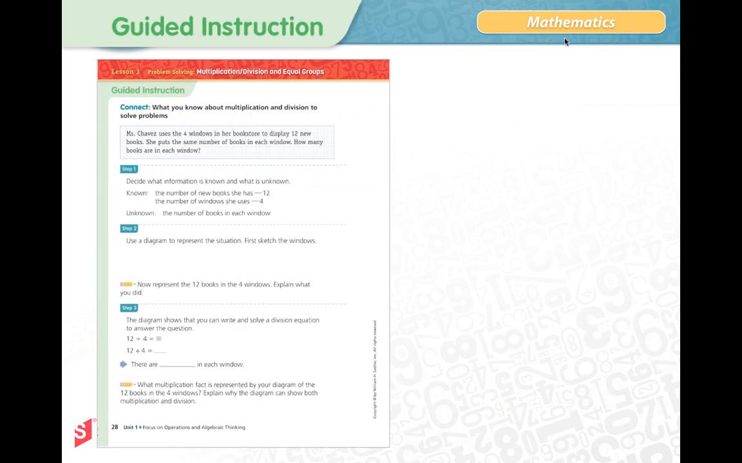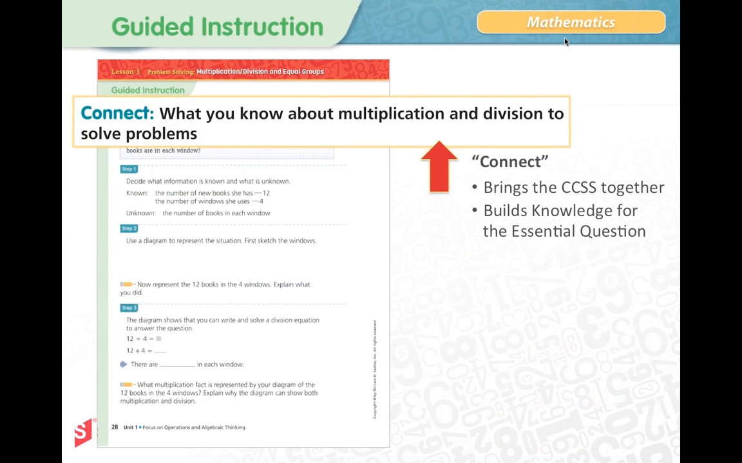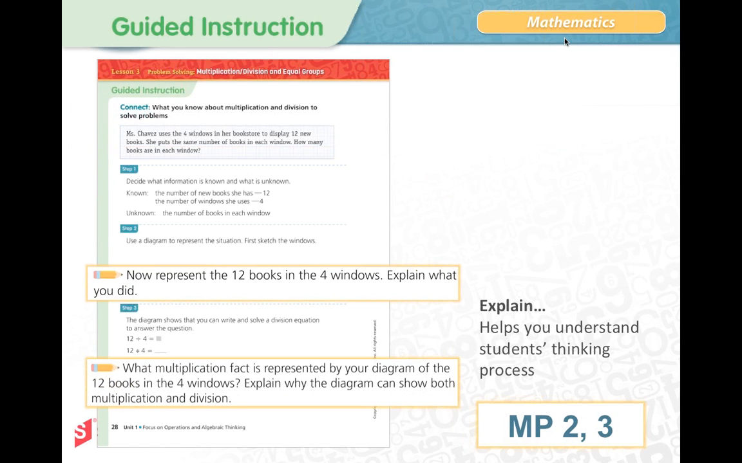between math topics. And then the lesson concludes with a Connect presentation, which brings the Common Core state standards together and builds knowledge for the essential question. That's really, really important. So the instructional guided practice, the I Do part of the gradual release of responsibility model, is a series of Understand instructional presentations followed with a Connect.